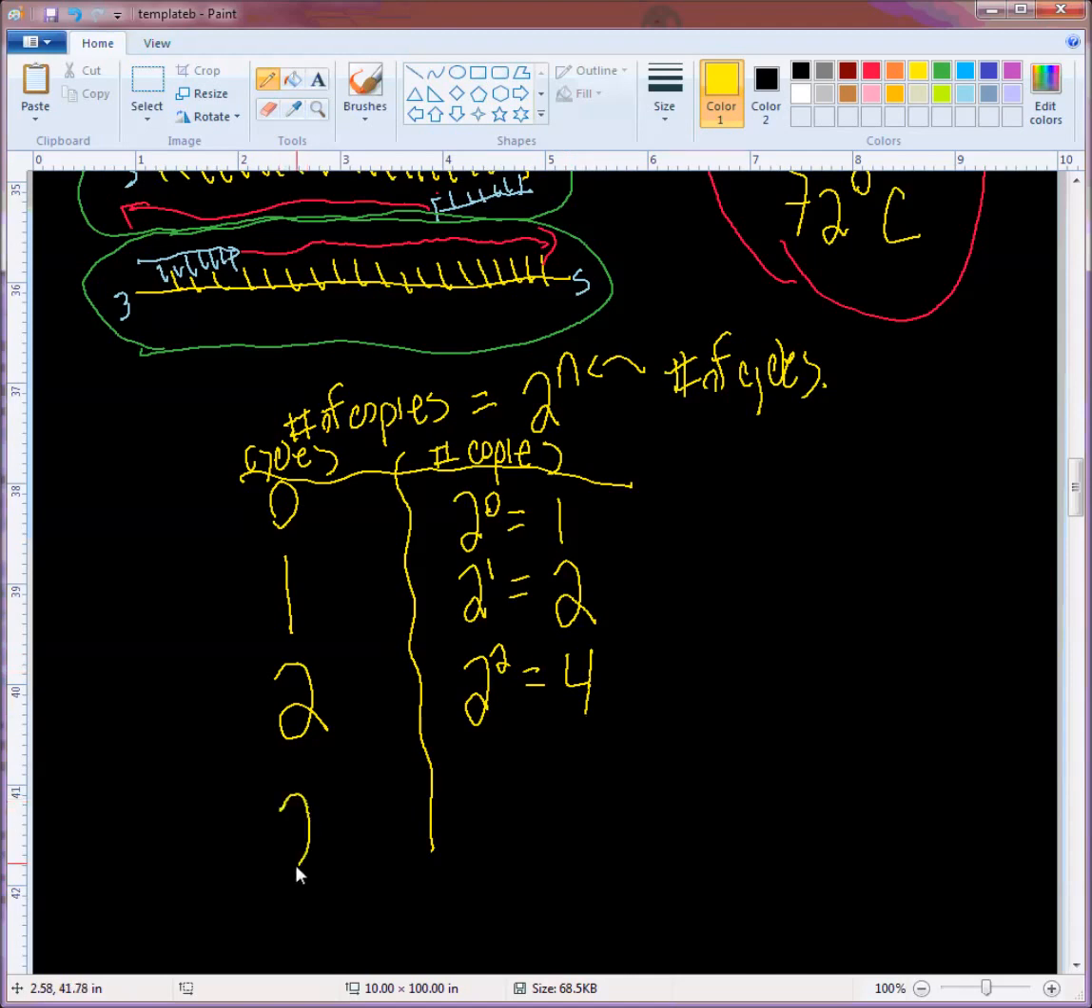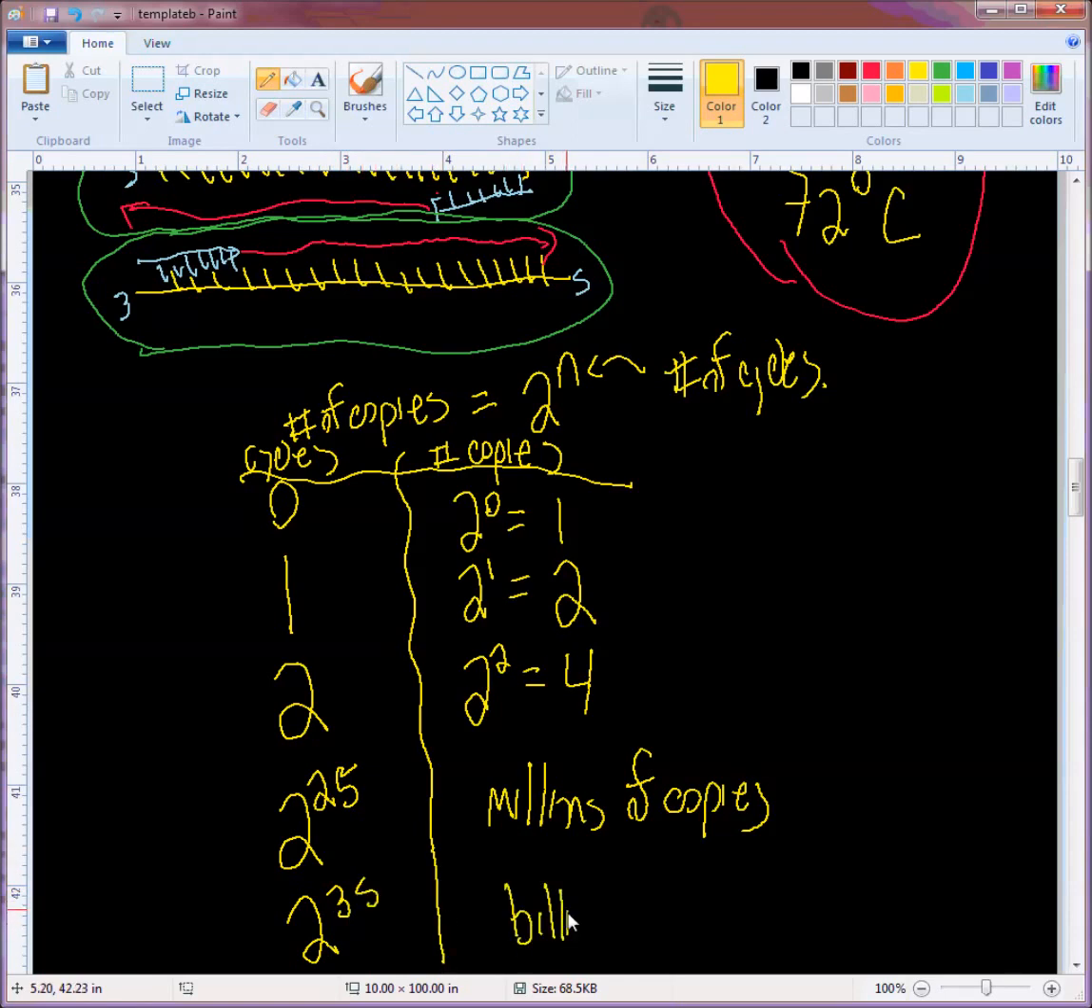What if we raise this to the 25th power? We do 25 cycles. Well, you can see we're going to have millions of copies. We could even go higher, you know, 2 to the 30, 2 to the 35th power here, and maybe that goes up to billions. I'm not sure. So we can't do this indefinitely, right?